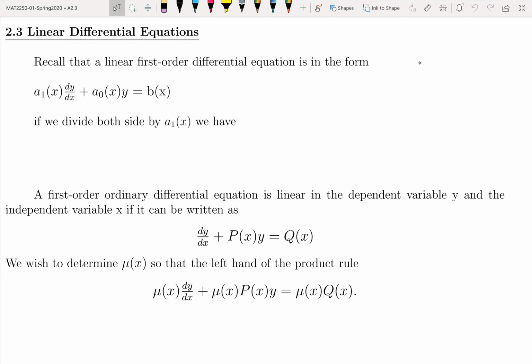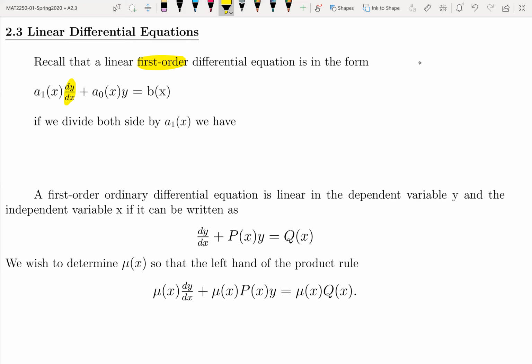How do we call a differential equation linear? First of all, it is first order, because we will learn second order differential equations or higher in the next chapter. But these are all first order, which means the highest derivative that you see in the differential equation is the first derivative. And then it's called linear.